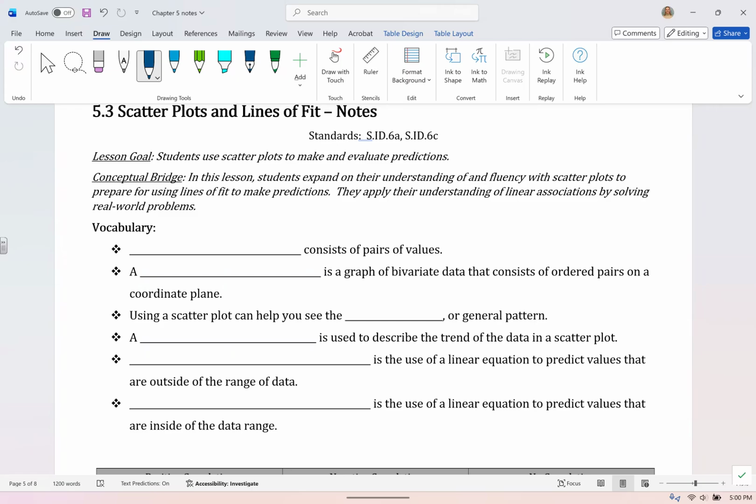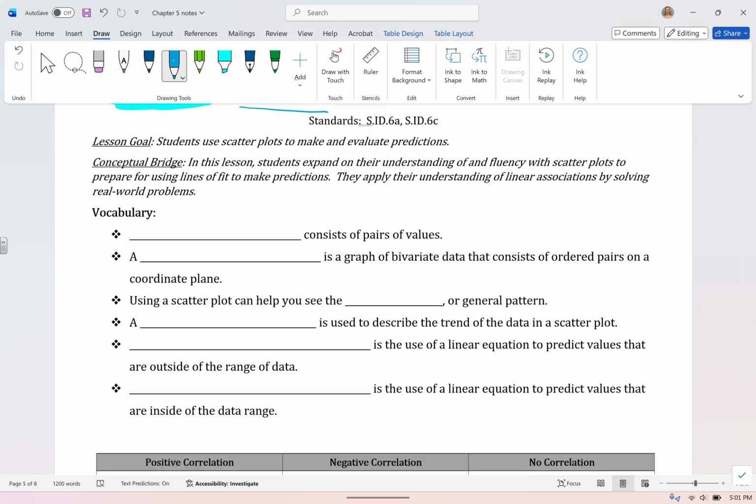Okay, so today we're going to be talking about section 5.3. I think the big thing is we're going to be writing the equation of lines, and we're going to use scatter plots. We're going to draw a line of best fit. And so we got some vocab about what we're doing today.